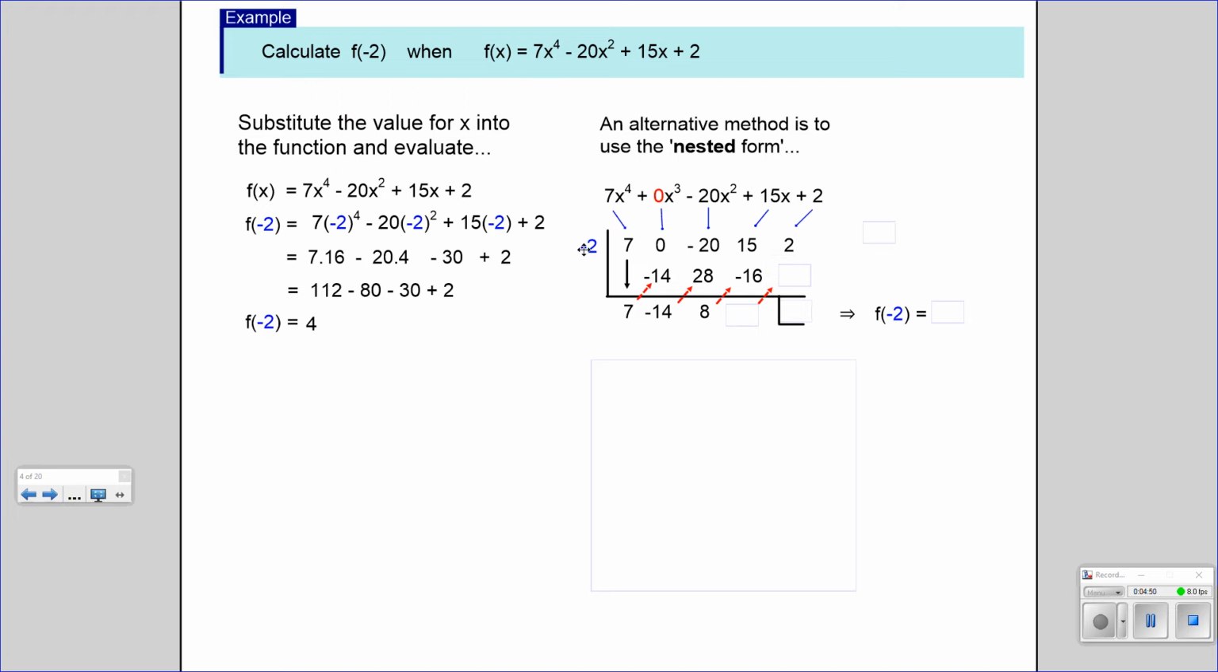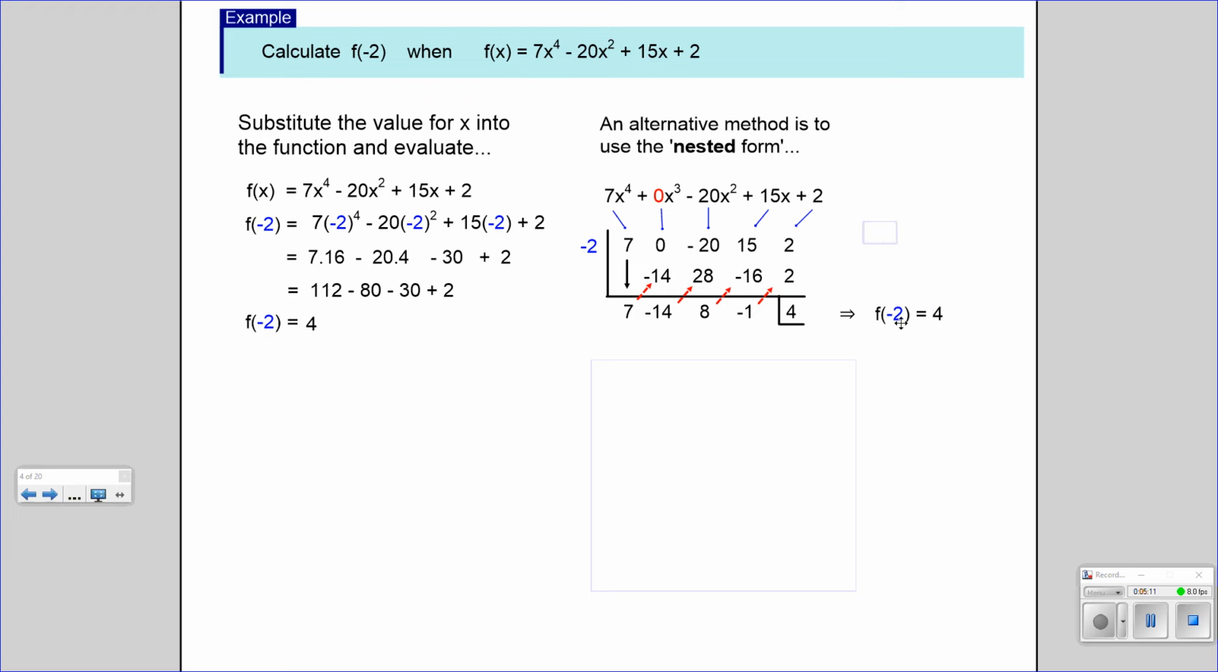Minus 16 in there. Minus 2 times 8 is minus 16. I'm going to add them. 15 plus minus 16 is minus 1, and minus 2 times minus 1 is 2, and 2 plus 2 is 4, and that 4 is our final answer.